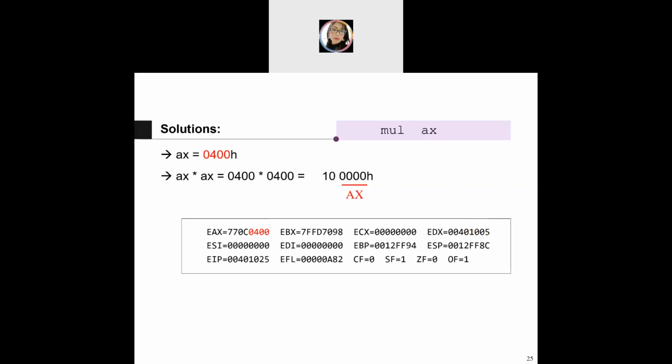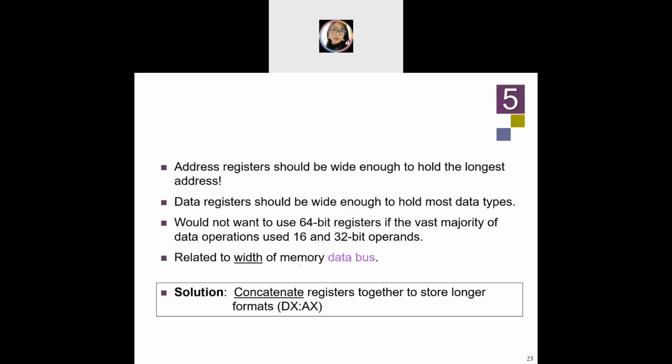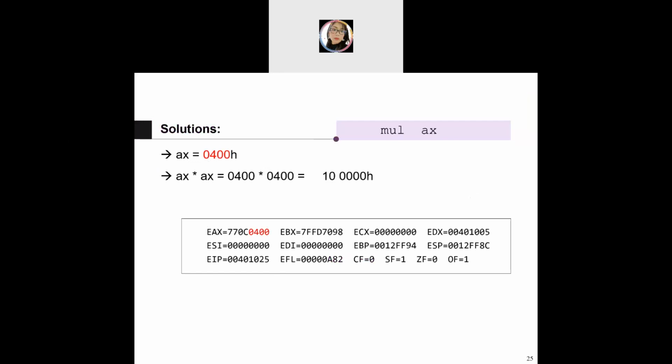So this is the solution if you have too long an answer or data that you're going to store in your register, but it is not enough size. When you are not having enough size, you're going to use this DX:AX, which is the size. When you are playing around with AX, let's say, you're going to have this value, and the rest you're going to put into your DX.